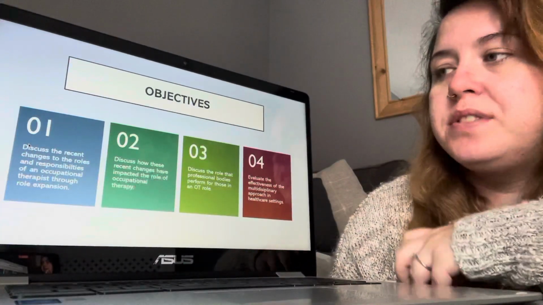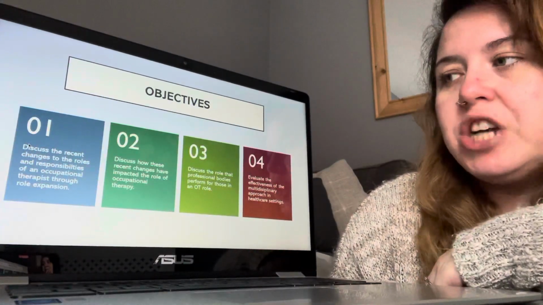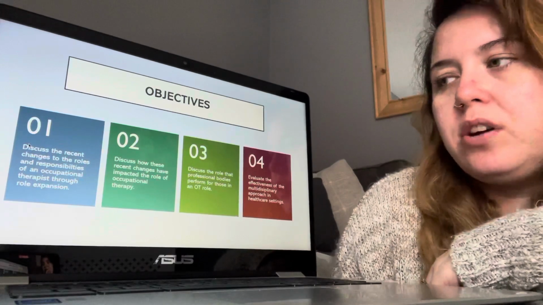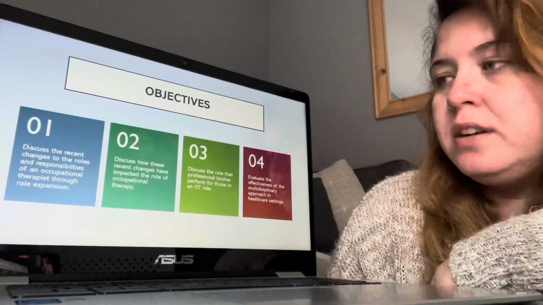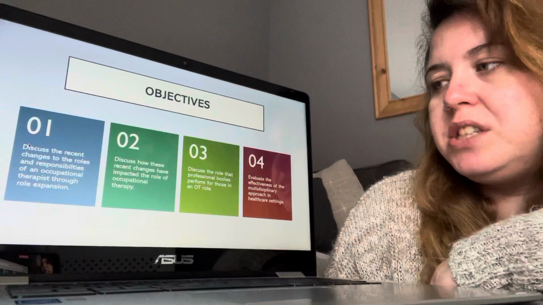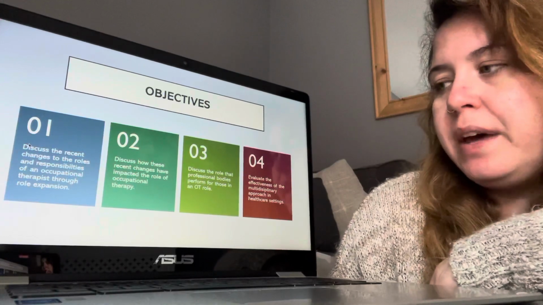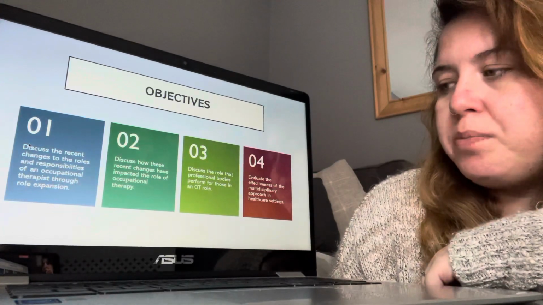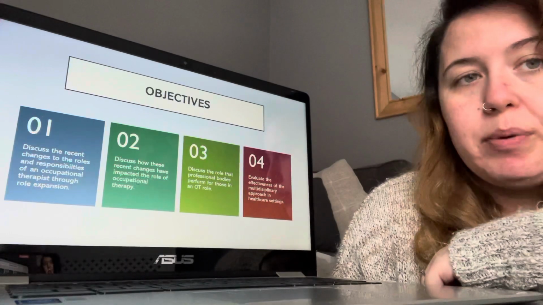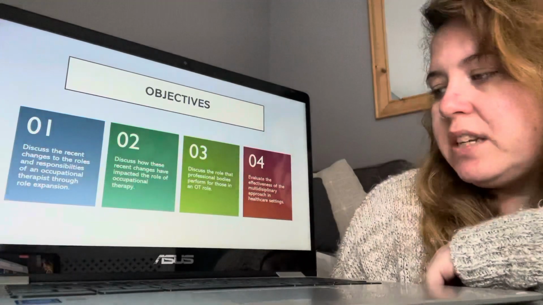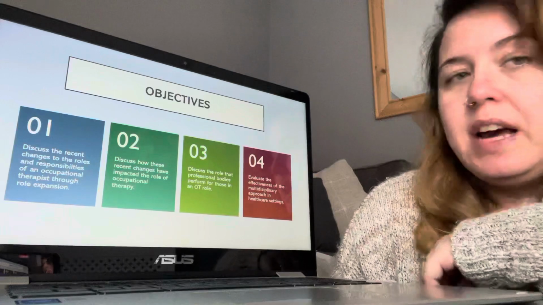So the objectives: discuss the recent changes to the roles and responsibilities of an occupational therapist through role expansion, discuss how these recent changes have impacted the role of occupational therapy, discuss the role that professional bodies perform for those in an occupational therapy role, and then evaluate the effectiveness of the multidisciplinary approach in healthcare settings.